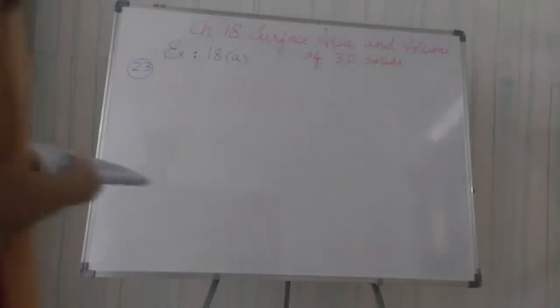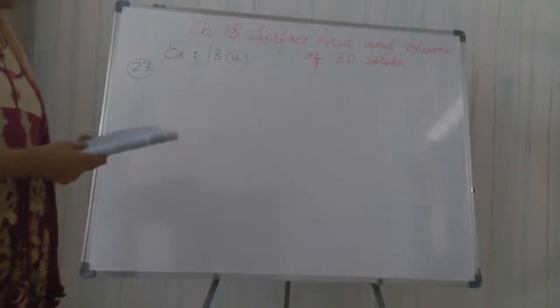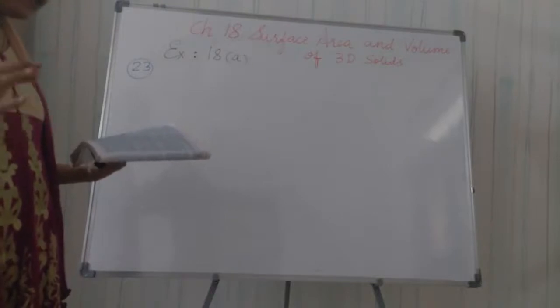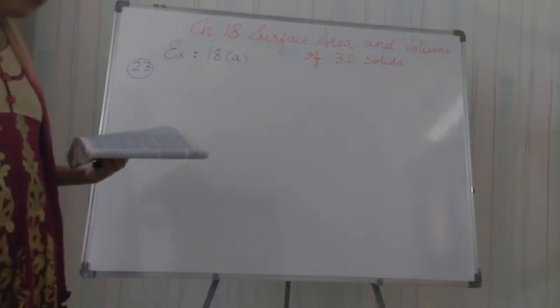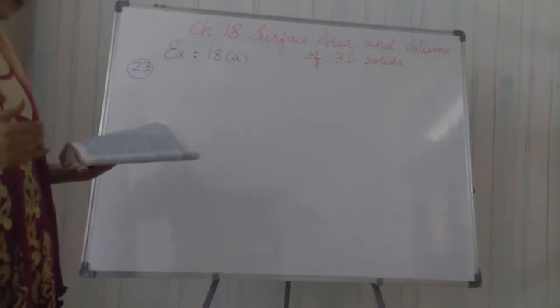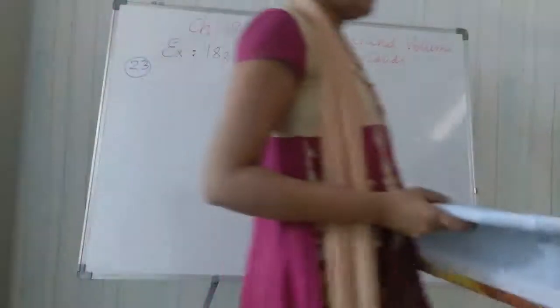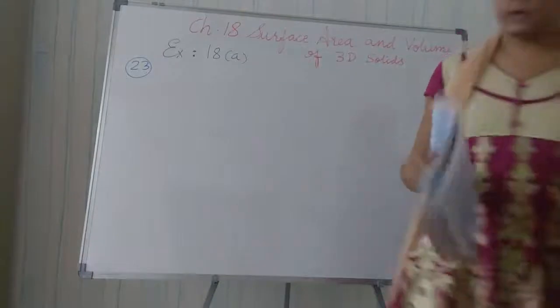Now continuing with question number 23 here. The question number 23 is: 2 cubes each with edge 8 centimeters are joined end to end. Find the surface area of the resulting cuboid. Okay, so here students, let us draw the figure first.